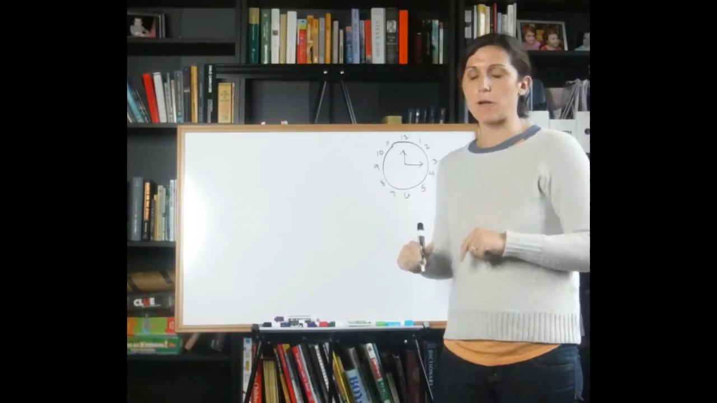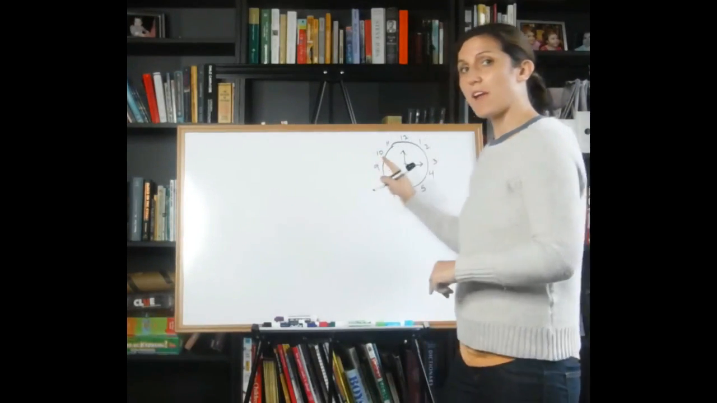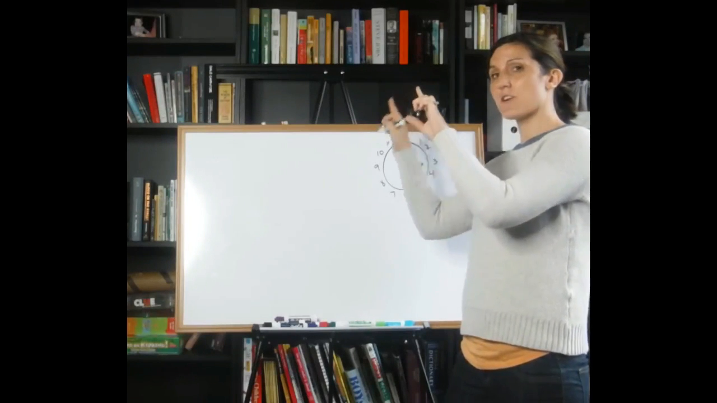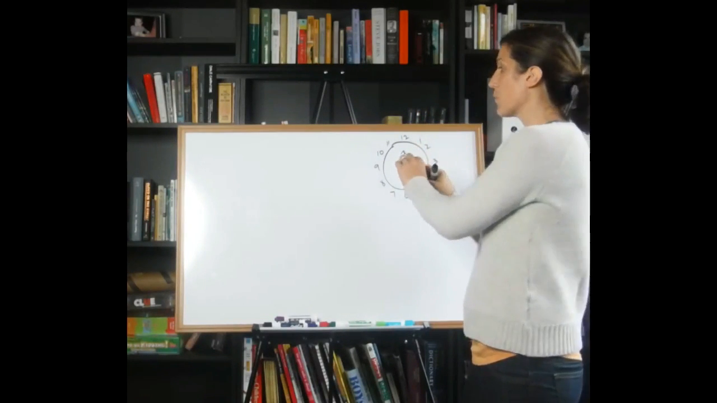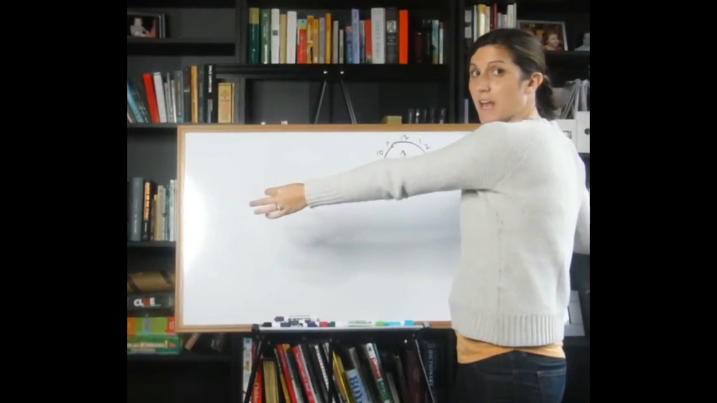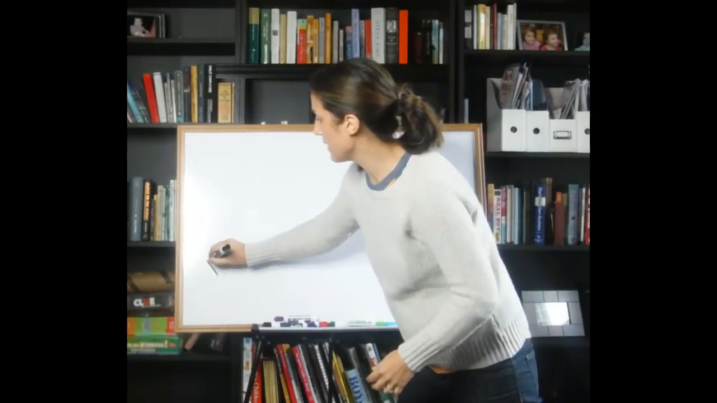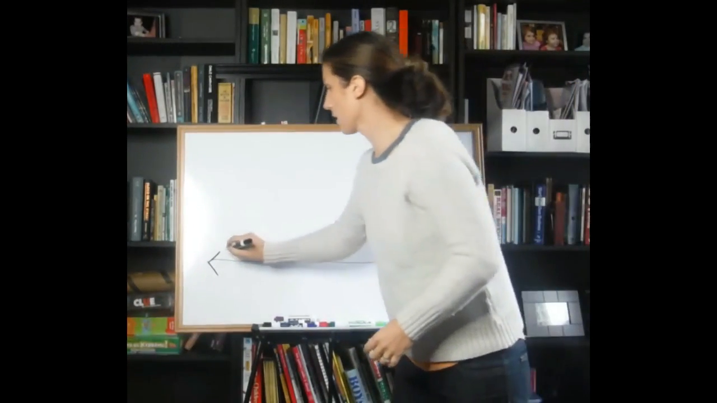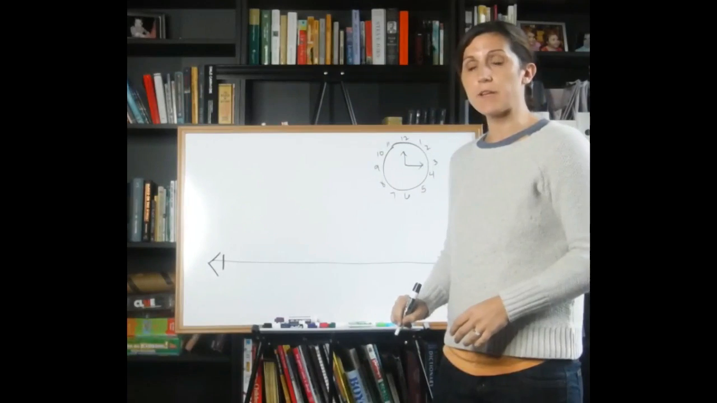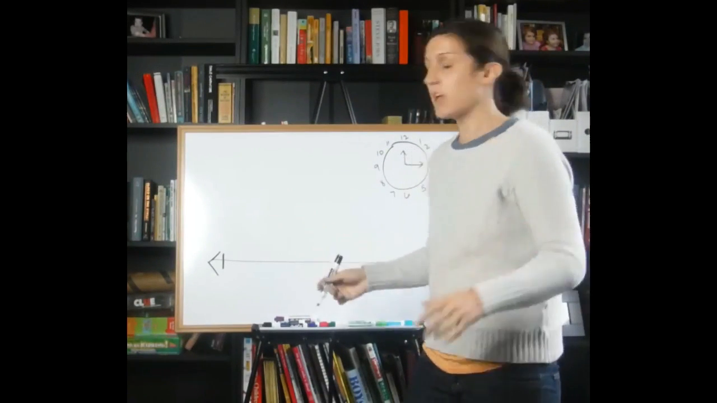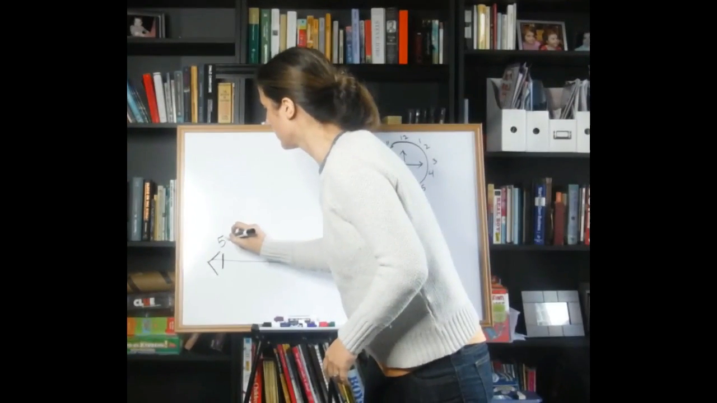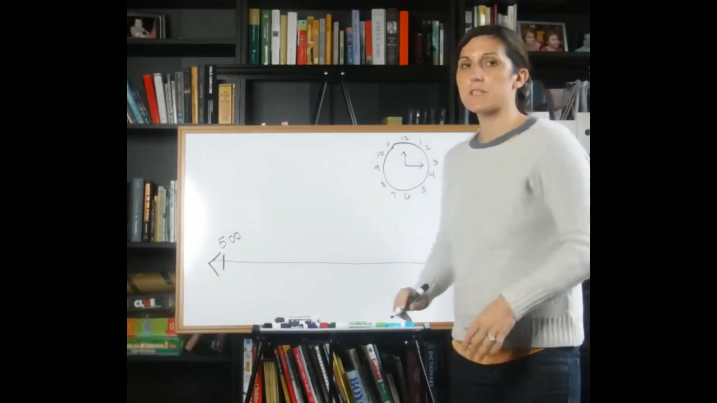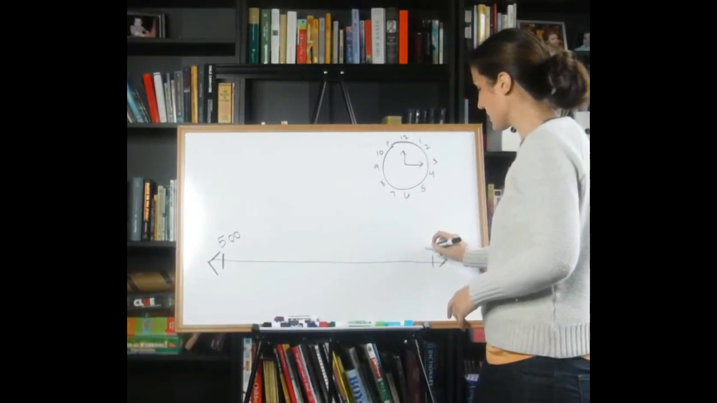So if you look at a clock, you'll see that it has numbers on a line, but that line is curved around in a circle. So what we're going to do is open that line up and make a flat number line. The beginning of the number line is going to be our hour. Let's say we're working with 5 o'clock. And the end of our number line is going to be the next hour, 6 o'clock.